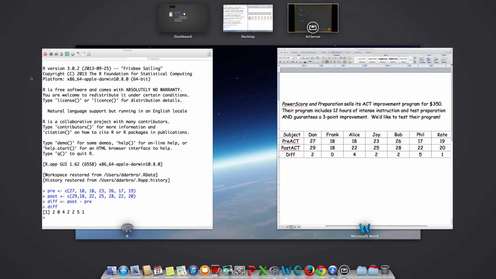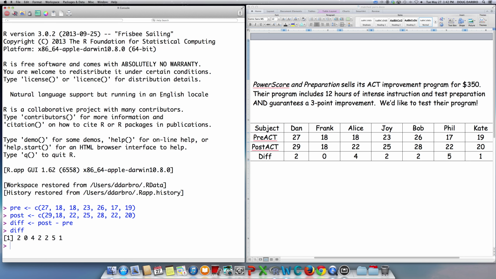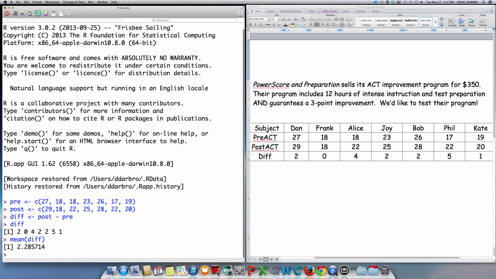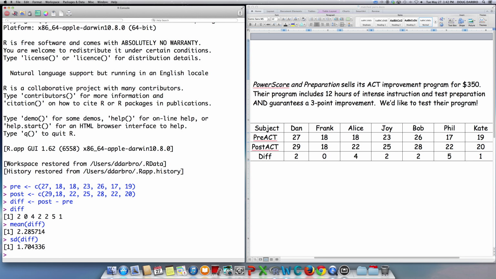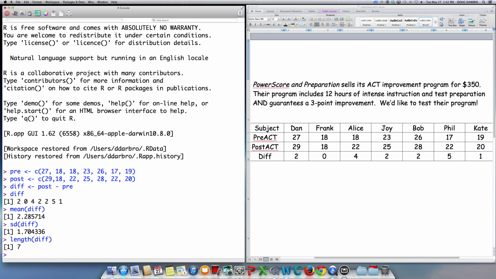So guys, let's go back over and use R to create this. So first thing we want is the mean of the differences, which is 2.286. Next thing we want is the standard deviation of the differences, which is 1.704. And I know it's 7, but let's just do this just because we can. So the sample size is equal to 7.